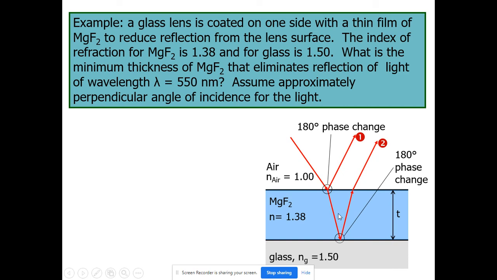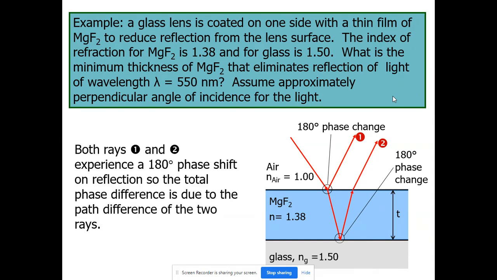So ray 1 again has a 180-degree phase change, and ray 2 again has a 180-degree phase change. You can see that ray 1 and ray 2 are similar, because both have the same phase change due to reflection from the denser surface. So there is no need to consider this kind of phase change. Both ray 1 and 2 experience a 180-degree phase shift on reflection. So the total phase difference is due to the path difference.